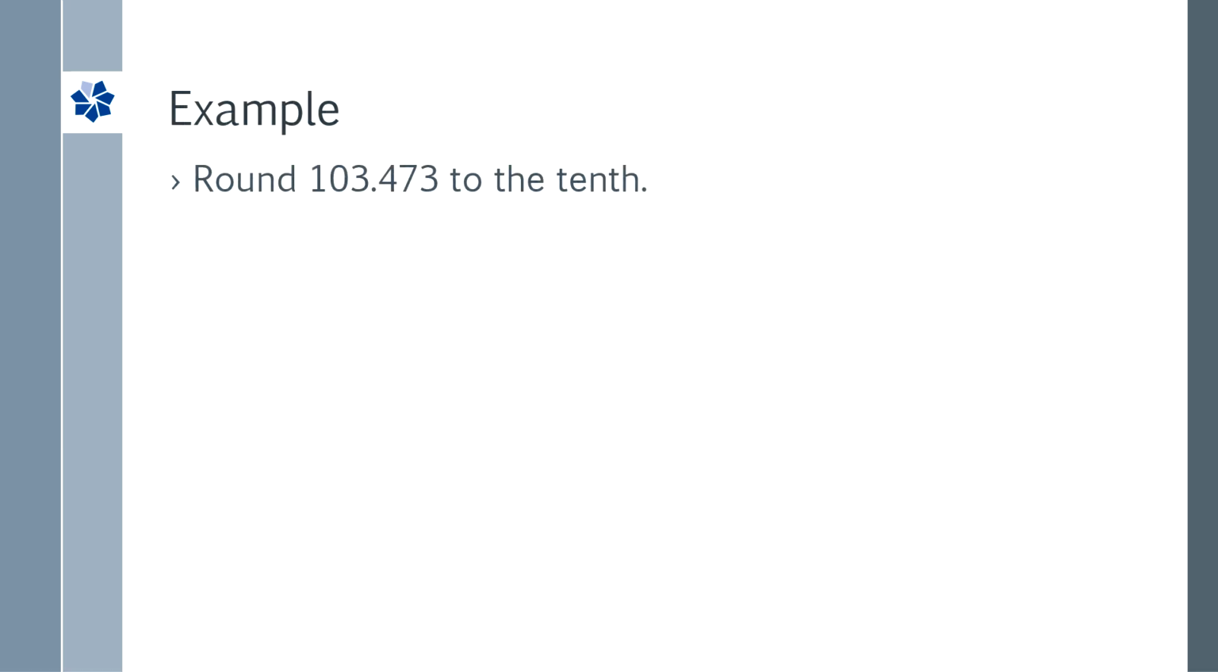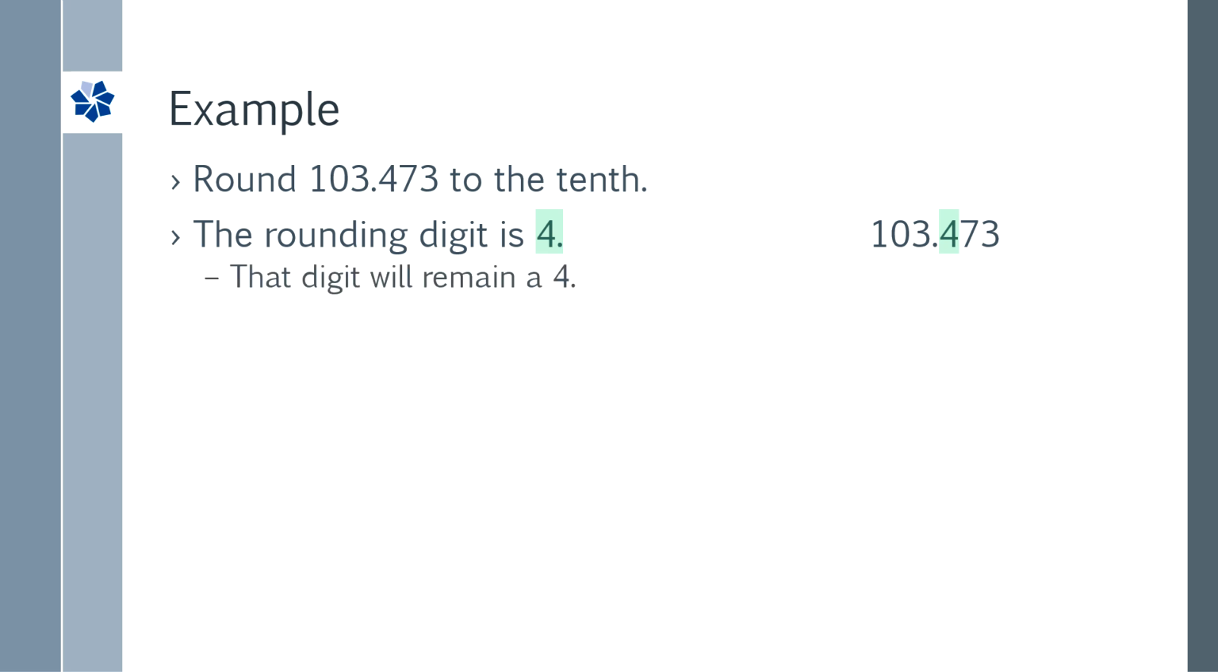So, 103.473 rounded to the tenth. We're told to round to the tenth. We put that number off on the side here. Our first step is to identify the 4, which is our rounding digit. That's the place value that we're told to round to. That digit will either remain a 4, as in 103.4, or it will get increased to a 5, as in 103.5. So one of these two values, 103.4 or 103.5, is our answer.